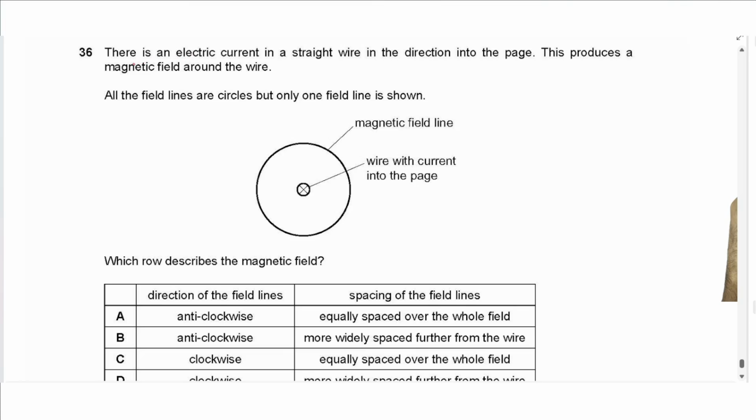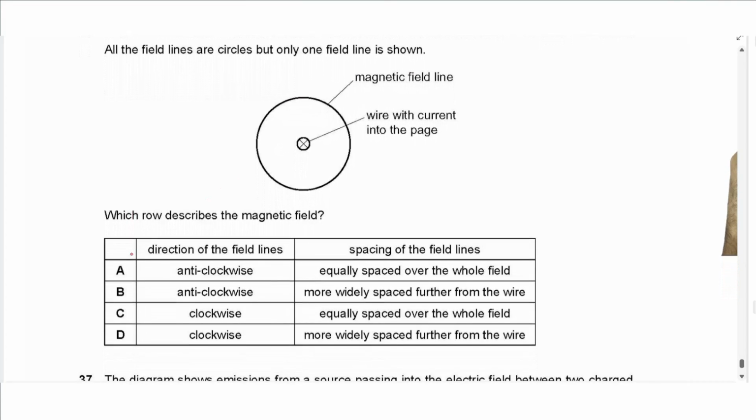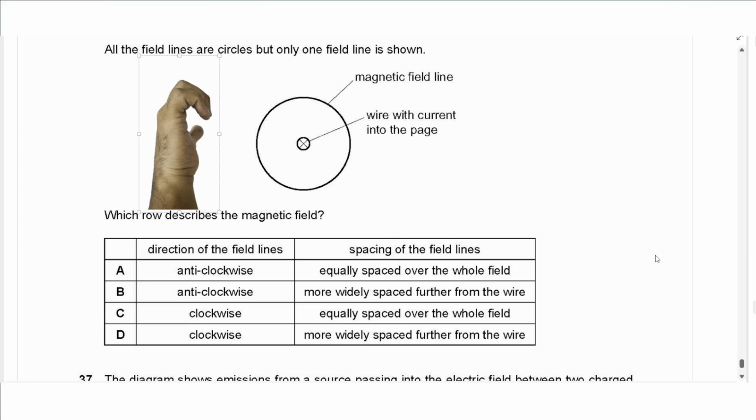Question 36 says there is an electric current in a straight wire in the direction into the page. This produces a magnetic field around the wire. All the field lines are circles, but only one field line is shown. So we have which row describes a magnetic field. So we have anti-clockwise or clockwise. For this we need to use the right hand grip rule. If the current is going into the page, pointing the thumb into the page, the fingers will close clockwise. So the answer is clockwise, C or D.